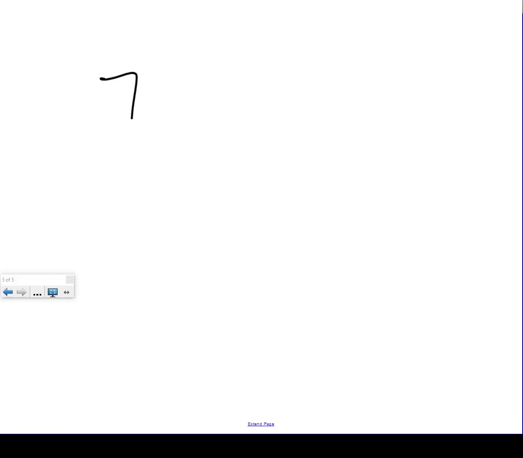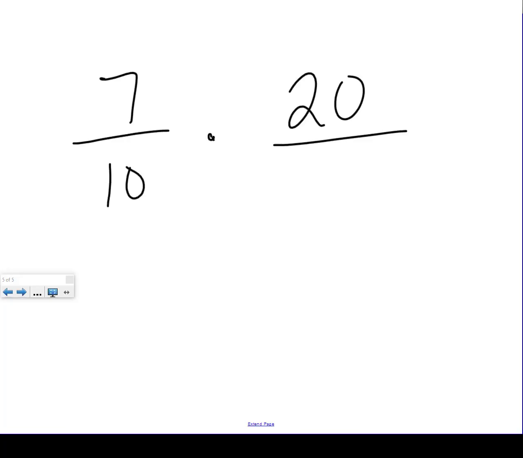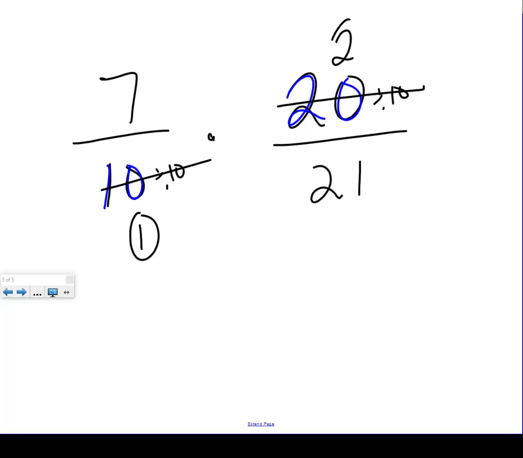I have 7 over 10 times 20 over 21. So I'm going to start with the blue here. I'm going to look at 10 and 20. What goes evenly into both of those? I know that I can divide them both by 10. In the diagonal, I have to divide by the same number into both numbers. So this becomes 1, and this becomes 2. 1 and 2 are as simple as they come, so I don't have anything else to do there.